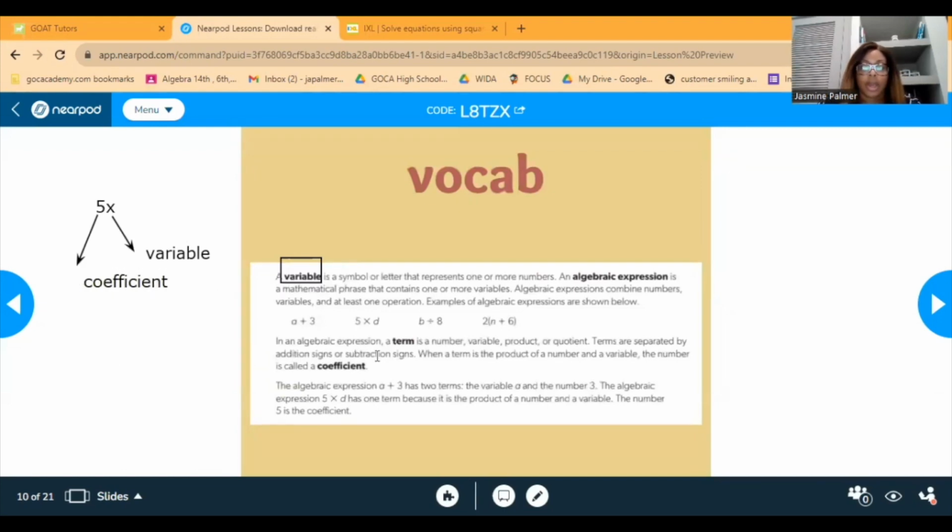A coefficient is when a term is a product of a number and a variable. That represents the coefficient. Or in layman's terms, the number in front of your variable. That is known as your coefficient.